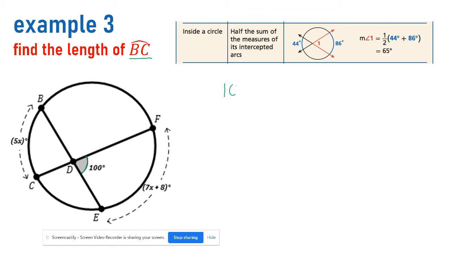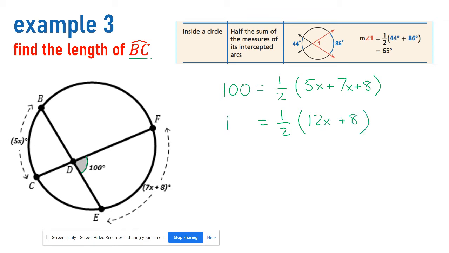We're going to start with 100. That's the angle in the middle. Equals 1/2. And then we're just going to add our two arcs together with what they've given us. So one arc is 5x plus 7x plus 8. And I'm going to combine my like terms in the parentheses there. 5x and 7x is 12x plus 8. That's equal to 100. Again, I want to get rid of that 1/2, so I'm going to multiply both sides by 2.